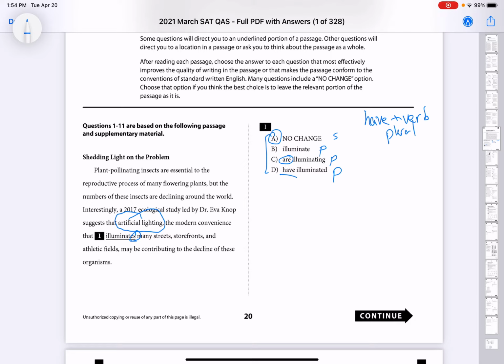And artificial lighting is singular. It's not artificial lightings with an S. It's just artificial lighting. So if you take a look at this, then it looks like our trick did work. It should be artificial lighting illuminates many streets, storefronts, and athletic fields, may be contributing to the decline of these organisms. So number one is A.